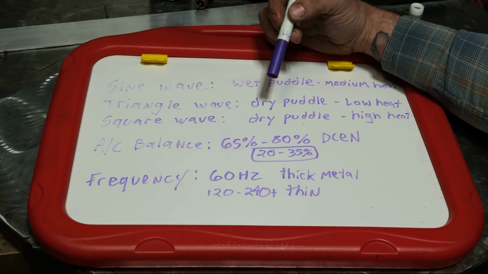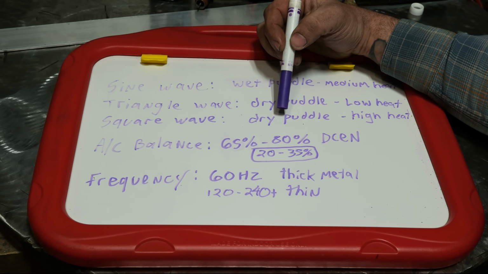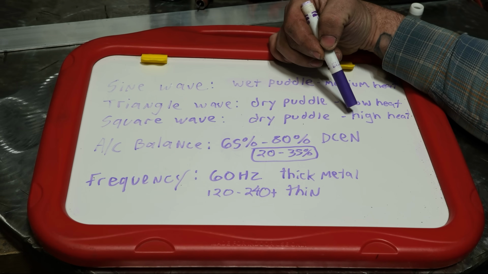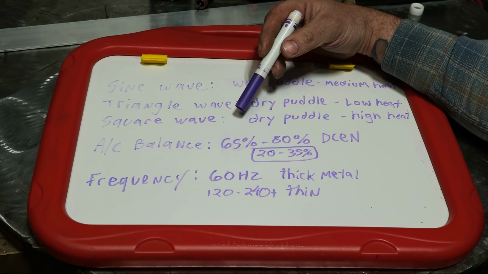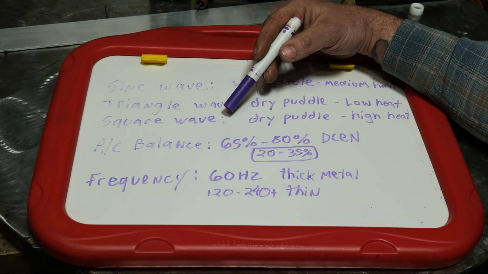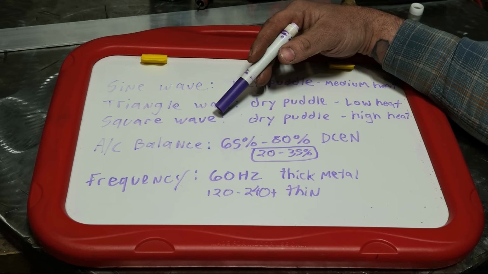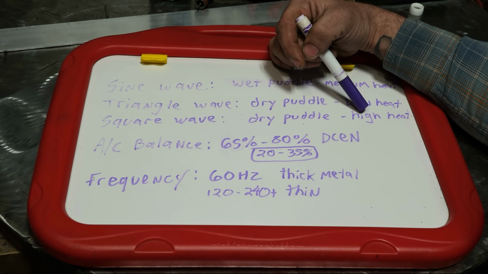Square wave, if you can adjust it and put that on, again produces a drier puddle, and it has the highest heat input because the time that you spend at that negative, that penetration, is just 100% amperage output. It doesn't vary. Therefore, per second, your heat input is higher. Square wave is what you should be using on anything requiring high heat input.